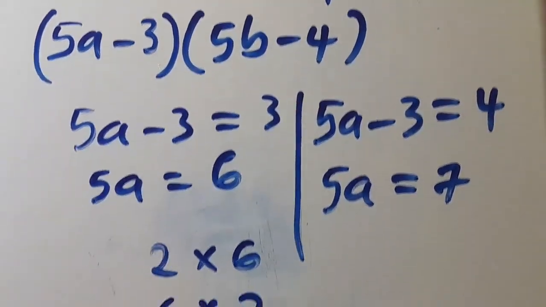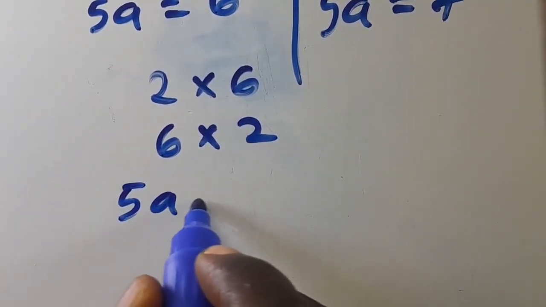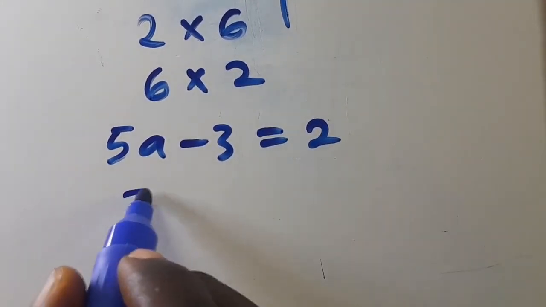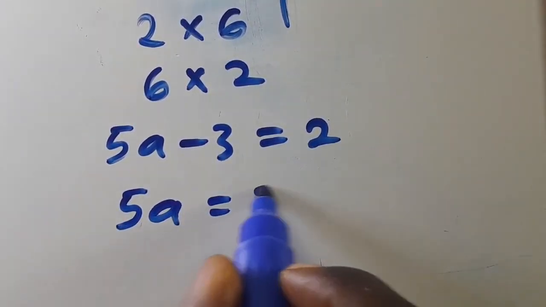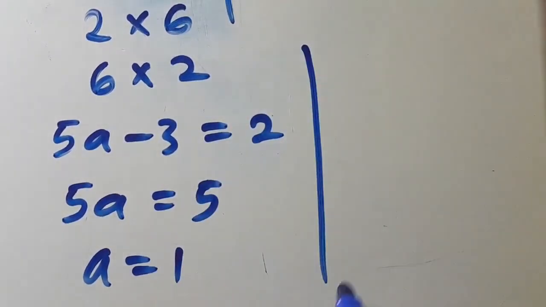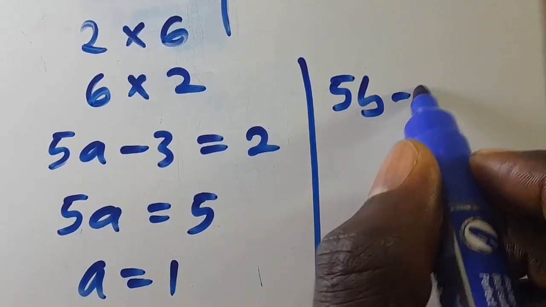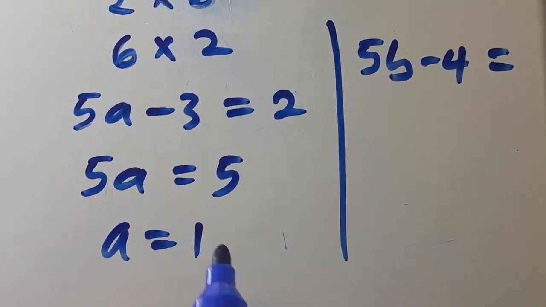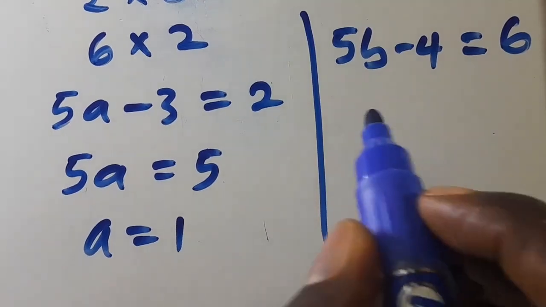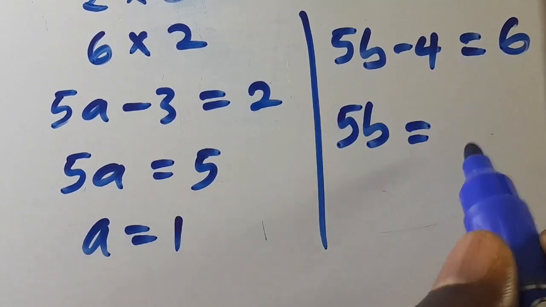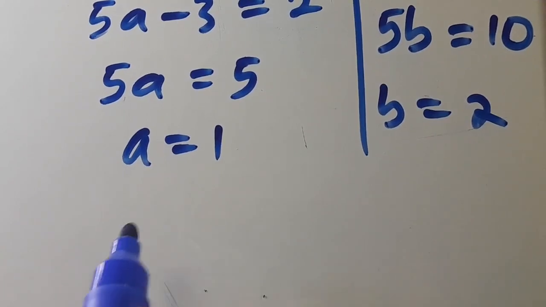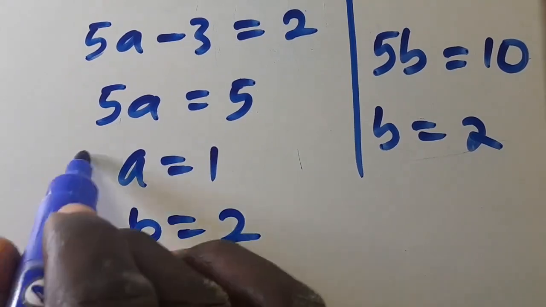It implies that from here, 5a minus 3 will be equal to 2. So from here we have 5a equals 3 plus 2, which is 5. So we have a, when you divide through by 5, a equals 1. And likewise, we also have 5b minus 4 to be equal to 6. So then we have 5b equals 6 plus 4, which is 10. Then from here we have b equals 2. So we also have another solution.